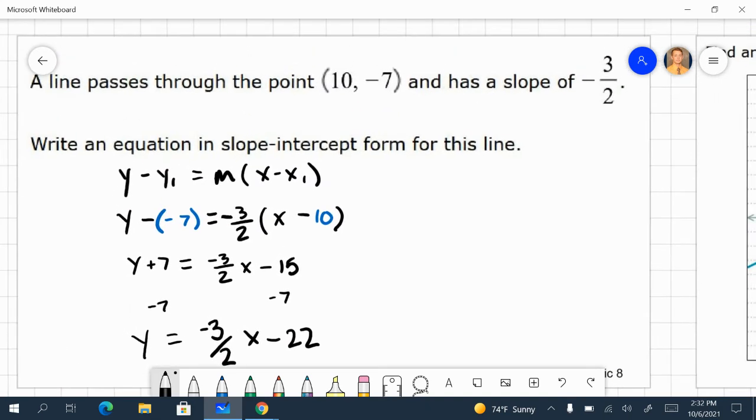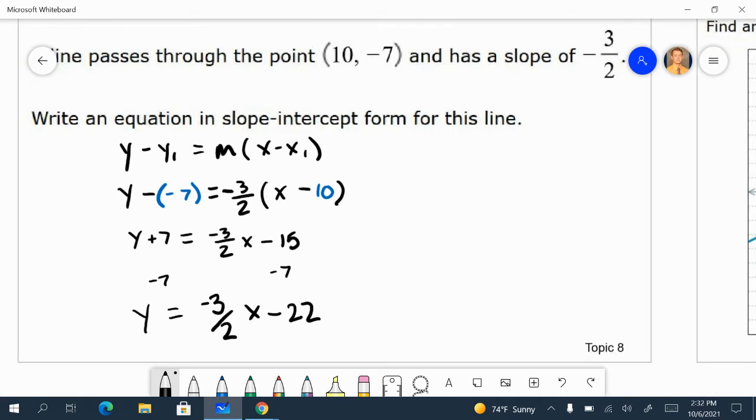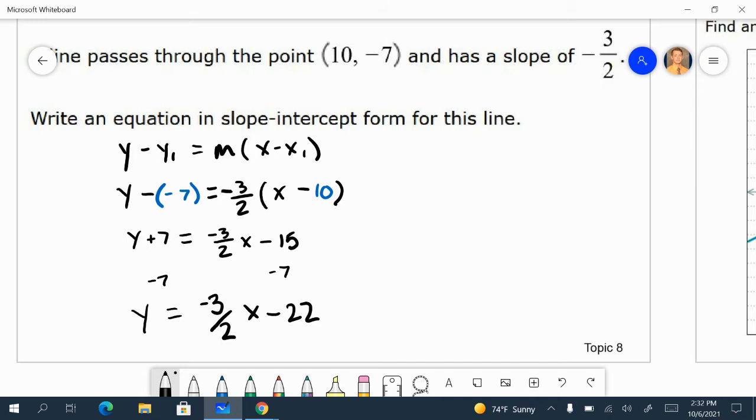Topic number 8. A line passes through the point (10, -7) and has a slope of -3/2. Write an equation in slope-intercept form for this line. Okay, this is kind of a tricky one. We're kind of changing it up on us a little bit here.